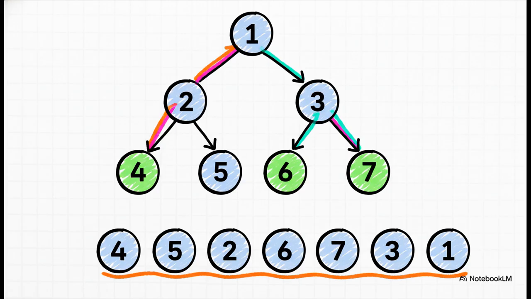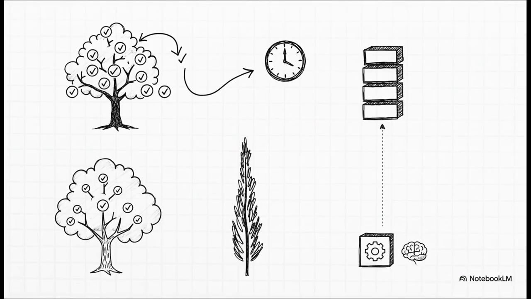Pretty cool. Okay, let's talk about performance. How fast are these? Well, the good news is all three of our depth-first traversals are really efficient. They all run in what we call O(n) time. All that means is that the time it takes is directly proportional to the number of nodes. You touch each node once, so that makes sense. And what about memory? The space they need is O(h), where h is just the height of the tree. So for a reasonably balanced tree, that's super efficient.